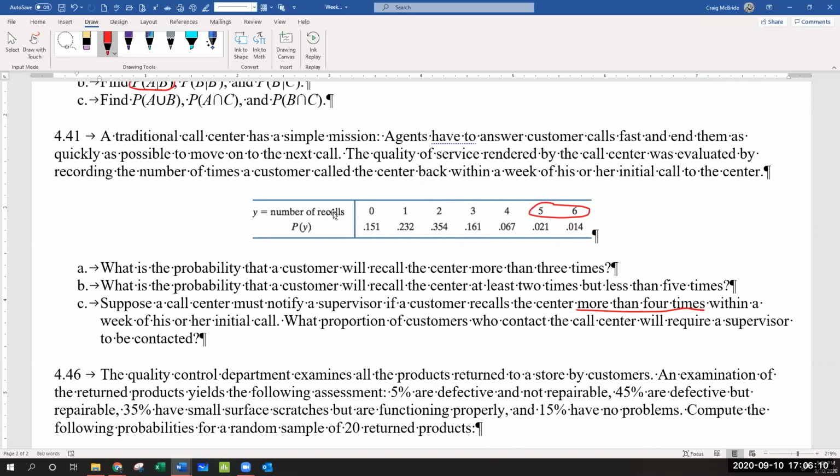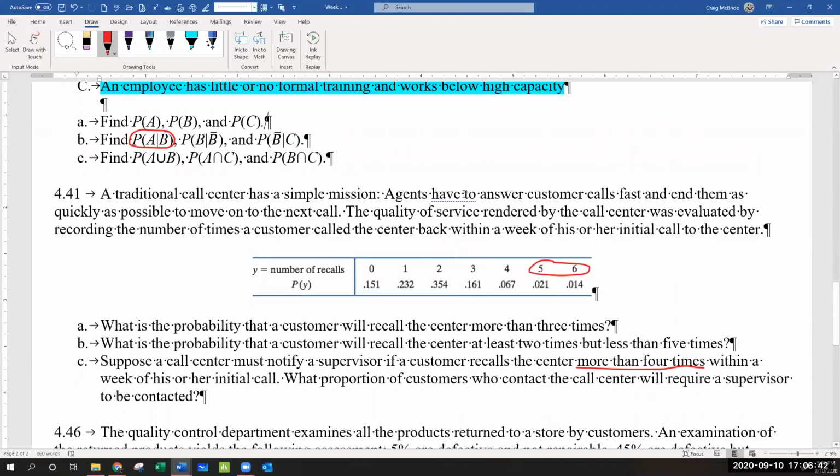Okay, are we good on 41? Or I should say, any more questions on 41? So on 41, for A, did we go over A? I have like 0.67 plus 0.21 plus 0.014. Correct, because if you're more than 3, you would just add up 4, 5, and 6. Exactly. And then do we have to divide it by the total, right? Well, you don't divide by the total. These are already probabilities, so you just add them up.